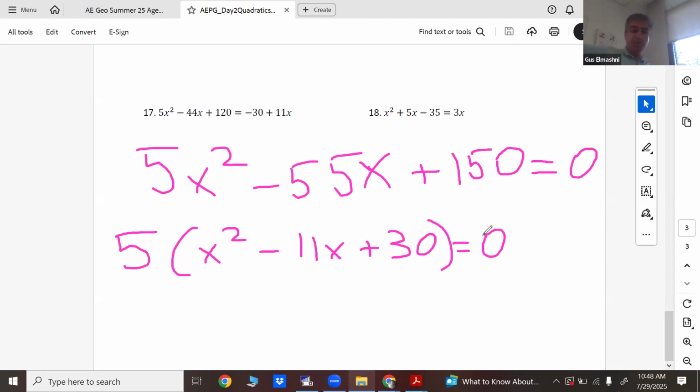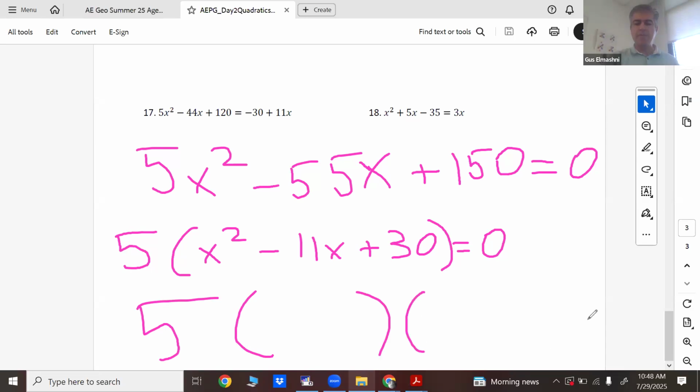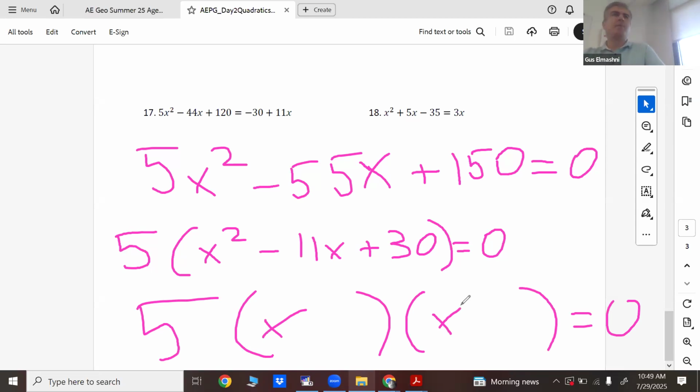Notice I got everything on one side: move -3 from right to left, move 11x from right to left, got -55x and plus 150. Pull the 5 out, common factor, get it out of the way. So you have a 5. And what other two things are being multiplied to the 5? So what multiplies to 30 and adds up to -11? What do you guys think? 6 and 5, yeah. Good. Great. Awesome. Good work. x minus 6, x minus 5. Awesome. Now, what does this mean?